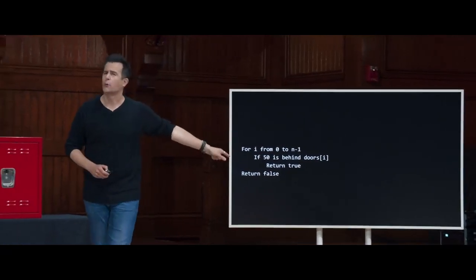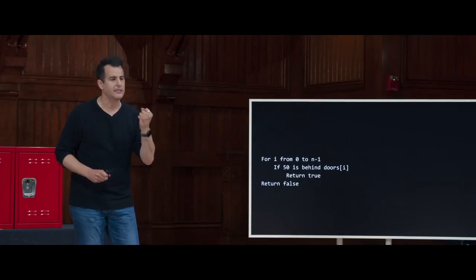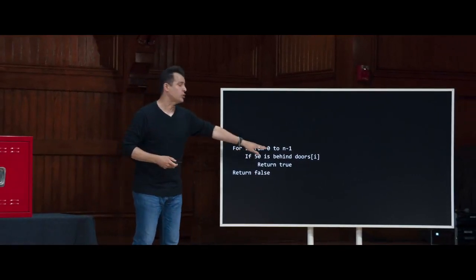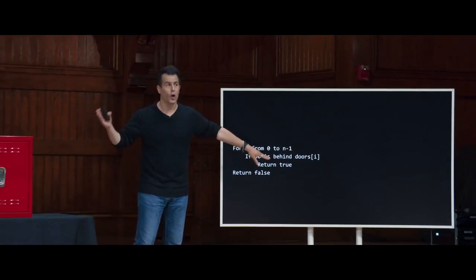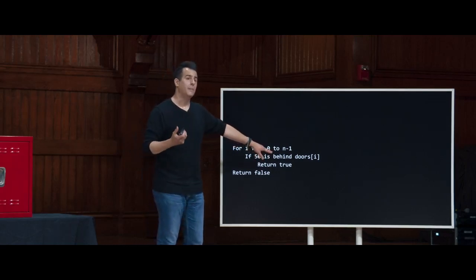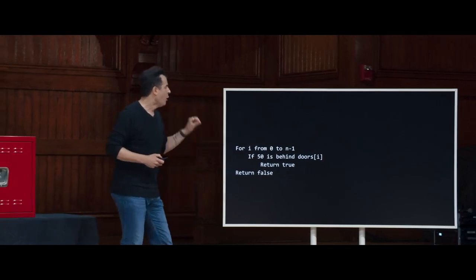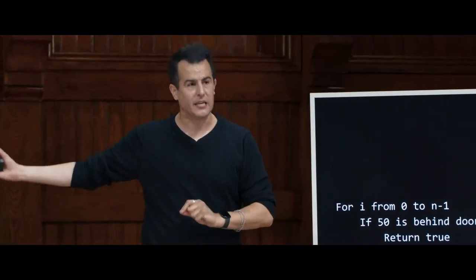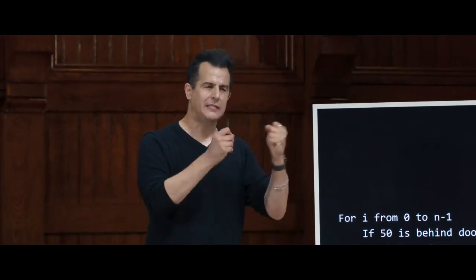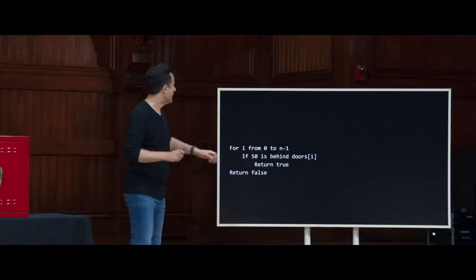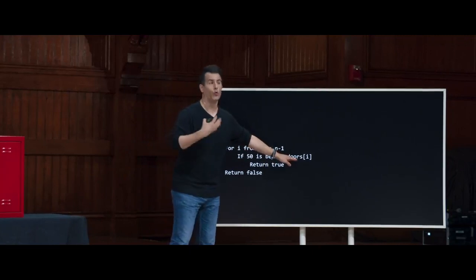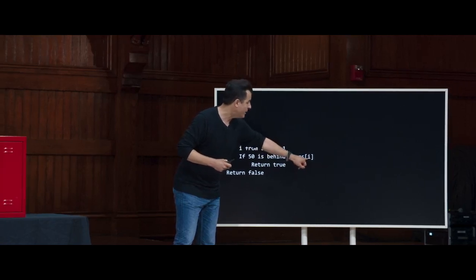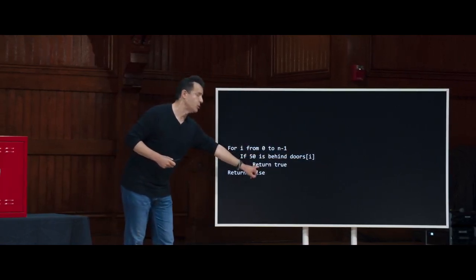This is how a computer scientist or a programmer would likely express this instead. Instead of just drawing it in broad strokes, it's actually fine to steal some of the syntax from languages like C and use indices, like 0, 1, 2, 3, 4, 5, 6, to represent the pieces of data we care about. So this is a little more precise. For i, like a variable i, from the value 0 to n minus 1. So in the case of 7 doors, this is like saying, for i starting at 0, going up to 6, do the following. If the number 50 is behind the doors array, so I'm using array syntax, even though this is technically still pseudocode, if the ith location of my doors array has the number 50, return true.